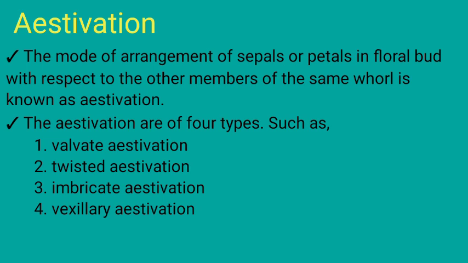Estivation. The mode of arrangement of sepals or petals in a floral bud with respect to the other members of the same whorl or layer is known as estivation. The estivations are of four types such as valvate estivation, twisted estivation, imbricate estivation and vexillary estivation.